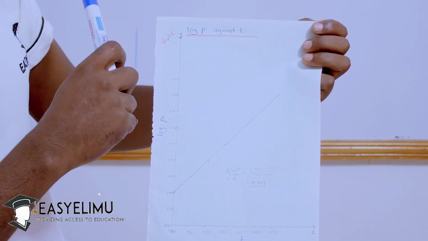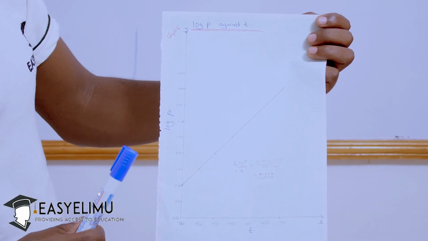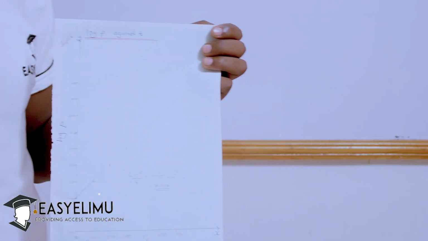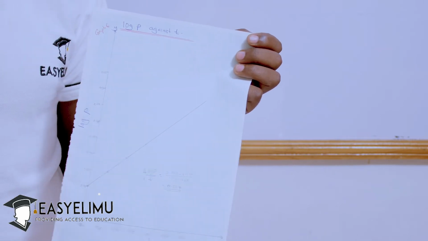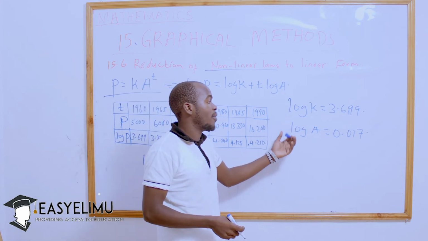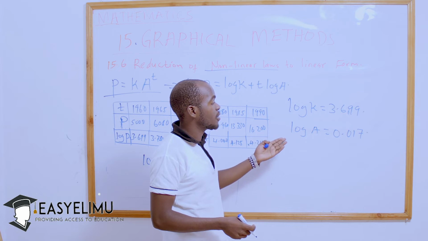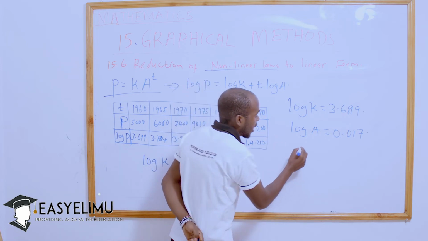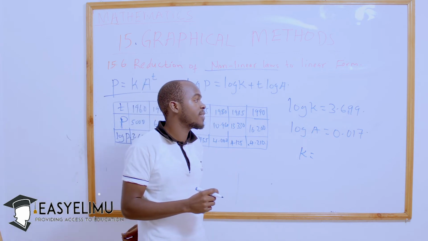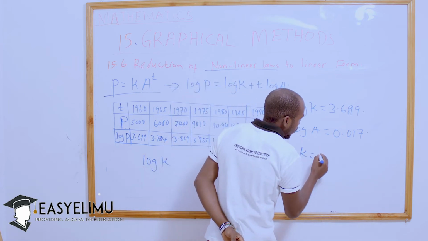From there we can also notice that the y-intercept, which we refer to as log k, is equal to 3.699, as the value given. So from there we can calculate and find the real value of A and the real value of K. So let's see. From what we have found from the graph, these are the values of the respective constants. So to find K, we are going to find the antilog of 3.699.